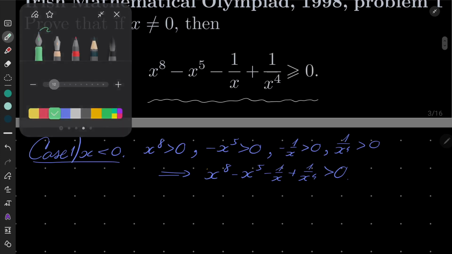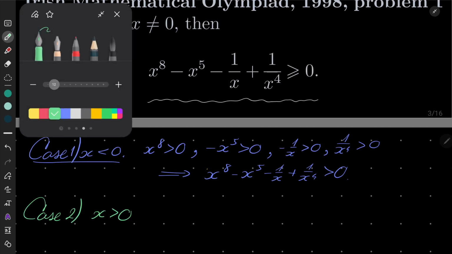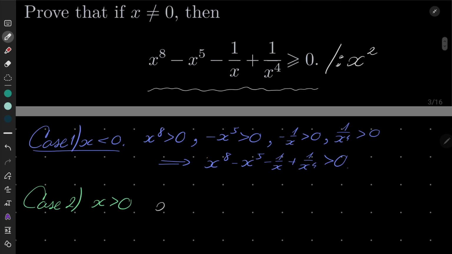So we have, in fact, strict inequality. Now, let's consider the second case, when x is positive. What happens then? I'd suggest to take our inequality and divide it by x squared. So we get x to the power of 6 minus x cubed minus 1 over x cubed plus 1 over x to the power of 6 should be greater than or equal to 0. It's what we want to prove, in fact.